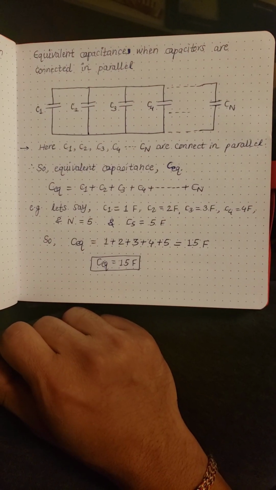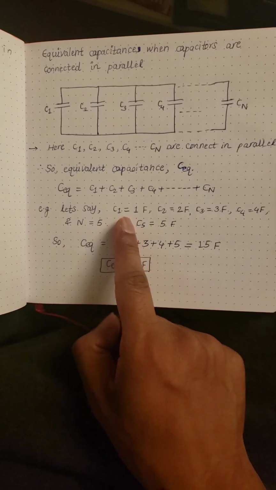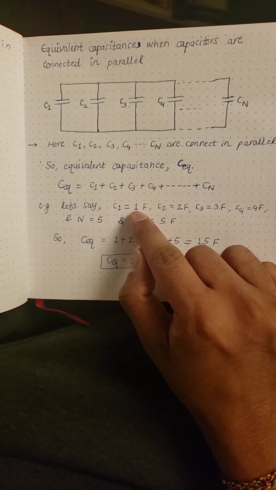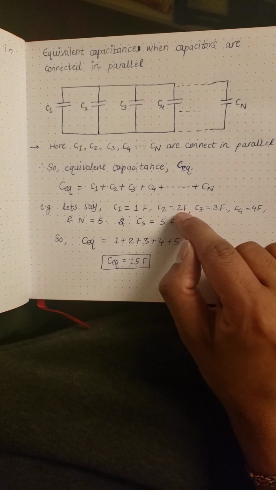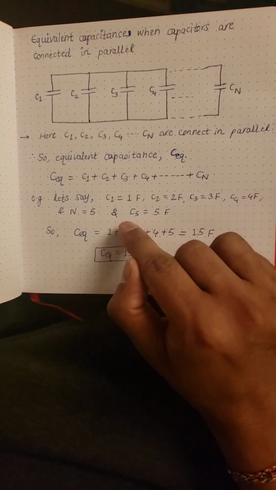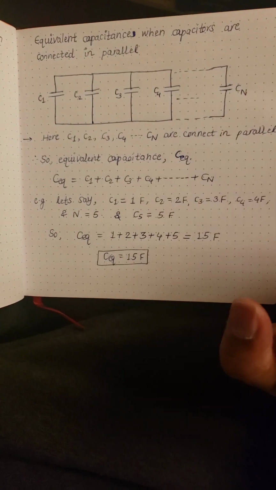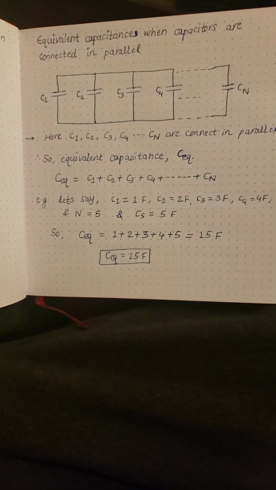So to understand in a better way, let's consider one example. Here, instead of writing C1, let's take actual values of capacitors. Let's say C1 is equal to 1 farad, C2 is equal to 2 farad, C3 is equal to 3 farads, C4 is equal to 4 farad, C5 is equal to 5 farad, and let's say N, the total number of capacitors connected in this circuit, is 5.